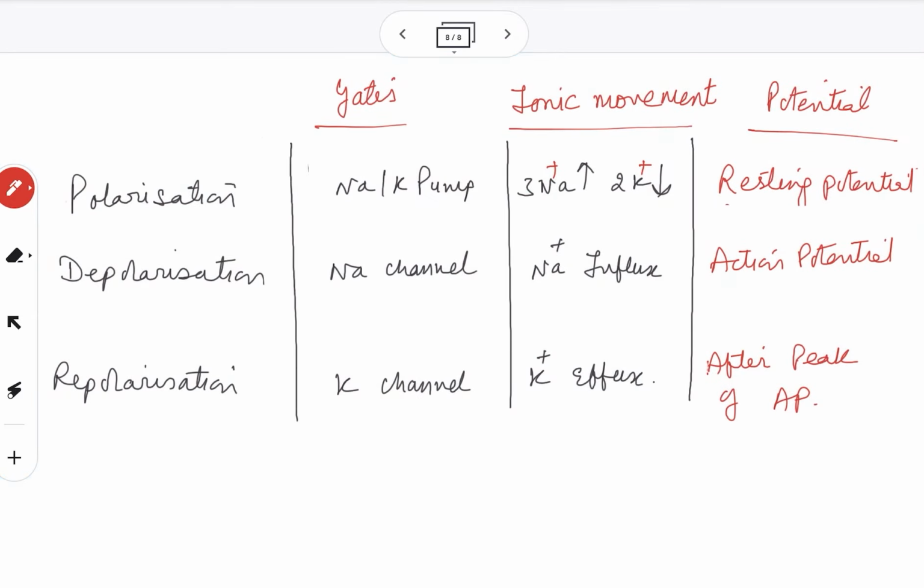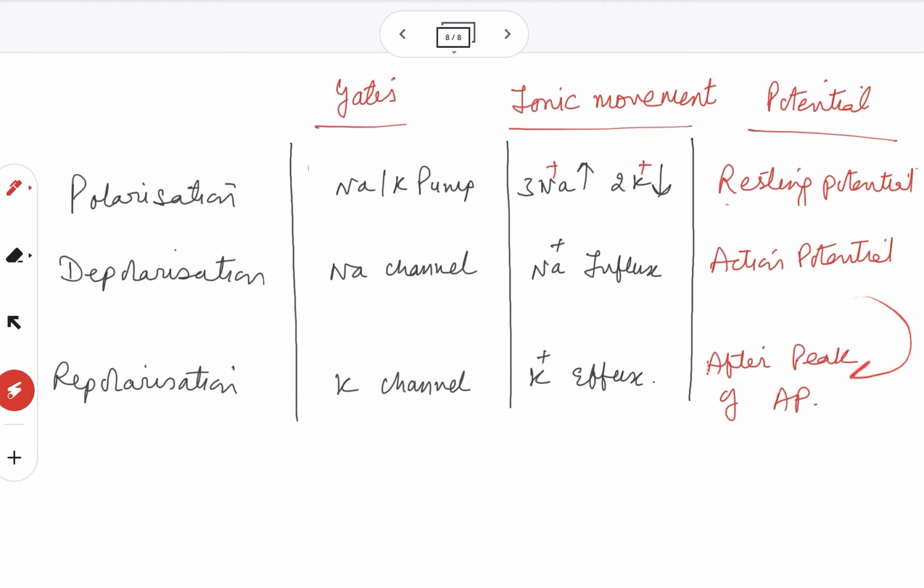So let us summarize all the stages. First is the polarization. In polarization, the sodium potassium pump will work. There will be efflux of 3 sodium, influx of 2 potassium, and the potential developed is called the resting potential. Then we have depolarization. In depolarization, the sodium channel will open up. This causes influx of sodium ions and it creates an action potential. Remember, depolarization is related to the action potential.